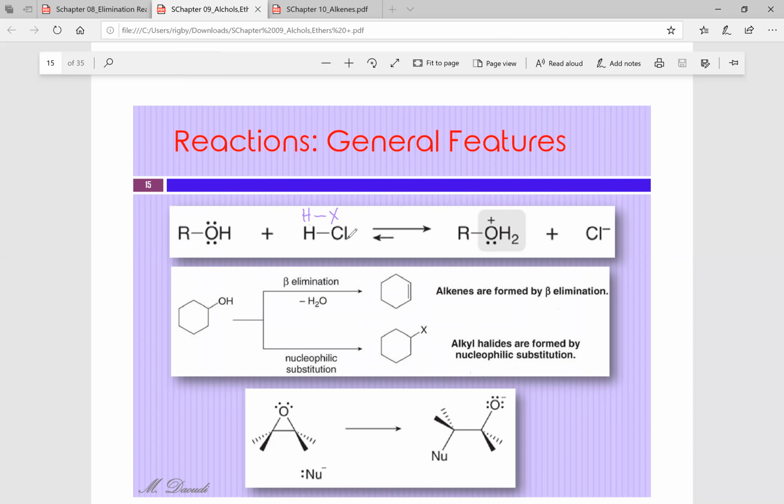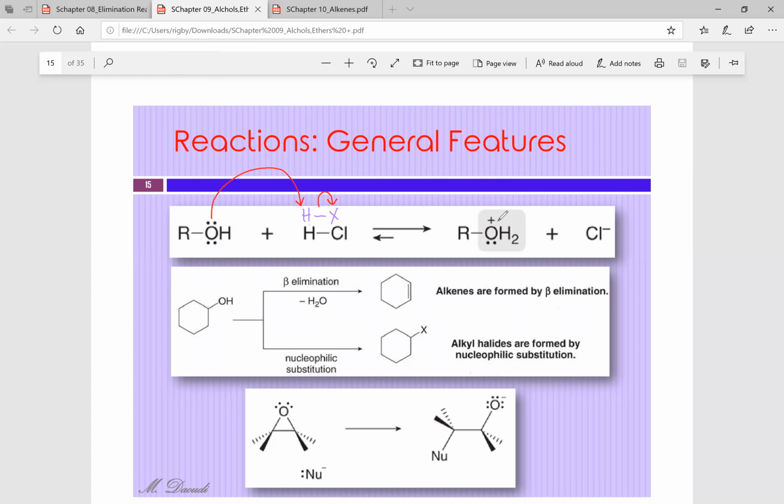So what happens here is that the X or the halogen leaves the hydrogen as the hydrogen is grabbed by the oxygen. Then we end up with OH2. That OH2 is a leaving group, and it can be replaced by the halogen from before.